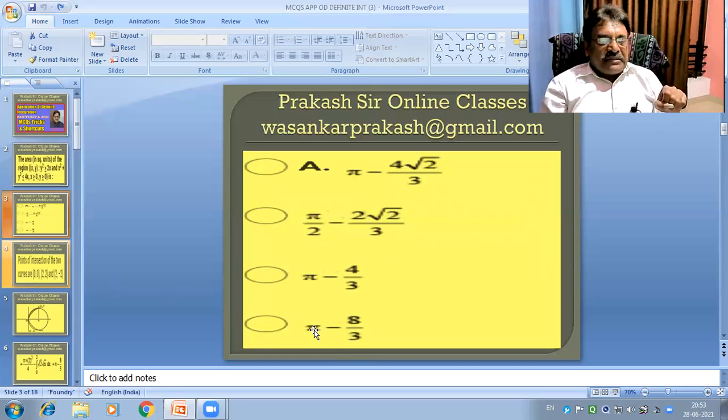So pi minus 8 by 3. Here D is the correct option. So in this way, we solve the first multiple choice question. In these multiple choice questions, we solve the maximum steps orally. We write some steps, but we solve the maximum steps orally.